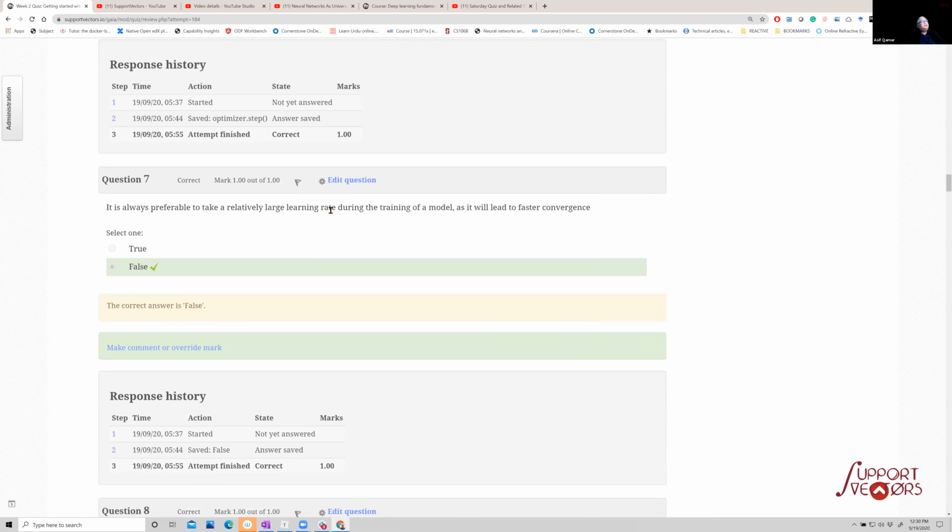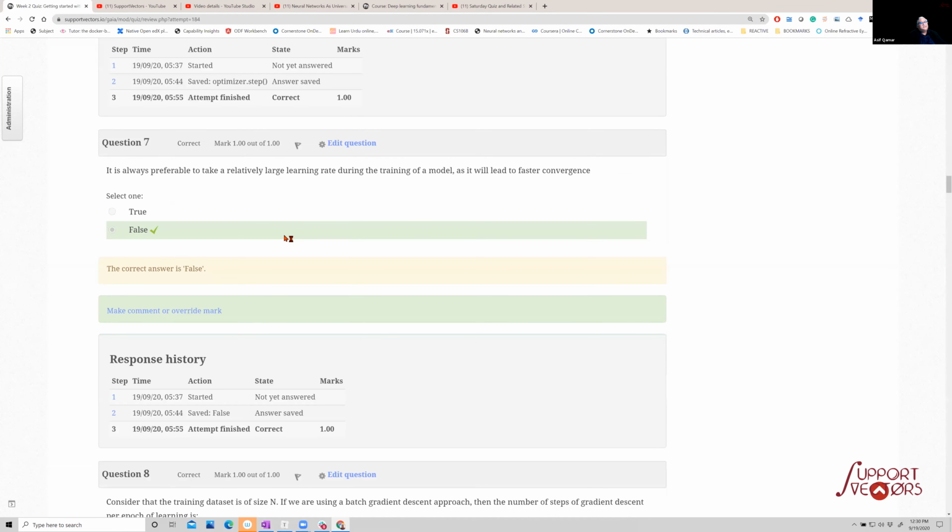Now, is it preferable to have a large learning rate in a model? No. Why is it not a good idea to have large learning rates? What will happen if your learning rate is large? You will keep bouncing around the minima. Imagine that you have very big legs, right? You'll keep bouncing around the minimum point. You won't stop there, isn't it? That's the point of that.